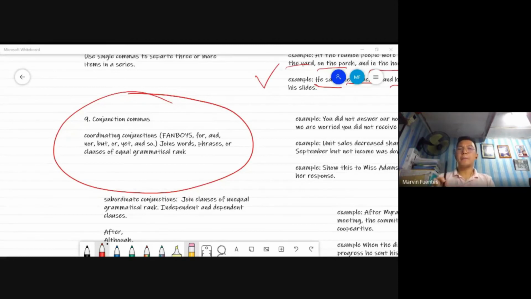But, class, aside from the fact that you have to memorize the FANBOYS, di ba? A coordinating conjunction combines or pinagsasama niya ang dalawang independent clause. Ibig sabihin, parehong clear. Meron nang subject at saka verb, plus at the same time, it gives a complete meaning. Kaya nga tinawag na independent clause eh.